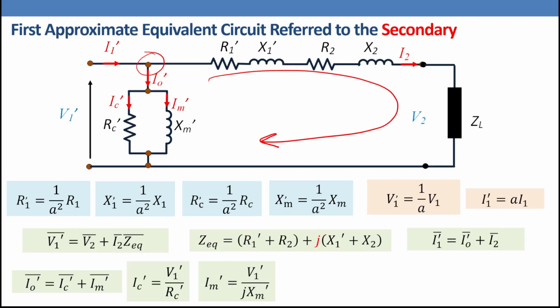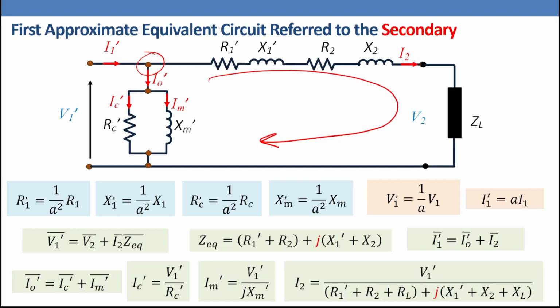So what will be the case if Z load is known? We are going to take all the impedances in series. So we can calculate the I2 magnitude and angle, which equals V1' over R1' plus R2 plus R load plus j(X1' plus X2 plus X load).